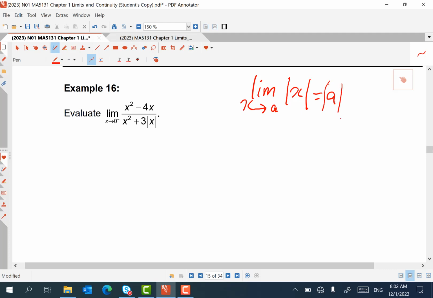Okay, so continuing on the same similar thing, we are going to look into how we can evaluate the questions like in example 16.